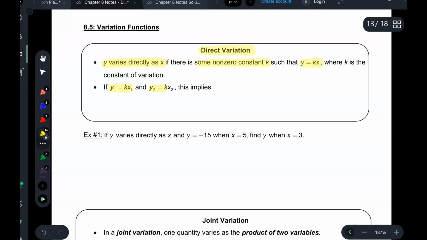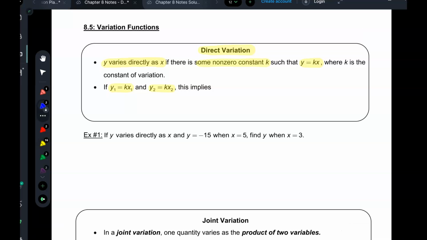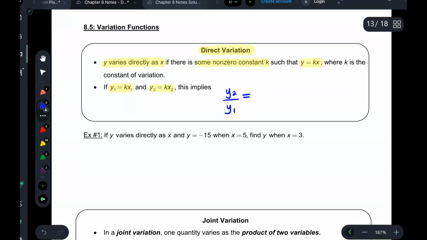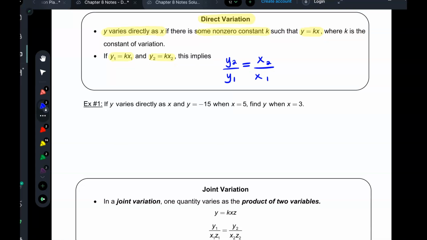This is going to apply to different values of x and y. So if we have two different points, it has the same relationship with the points x1, y1 and x2, y2. This also implies y2 over y1 equals x2 over x1. Or actually, I'm sorry, let me mix those around.